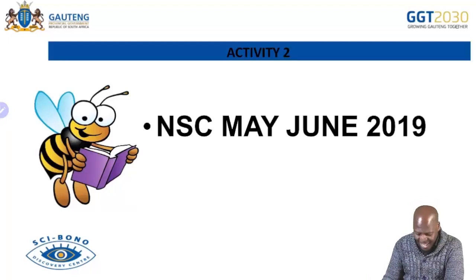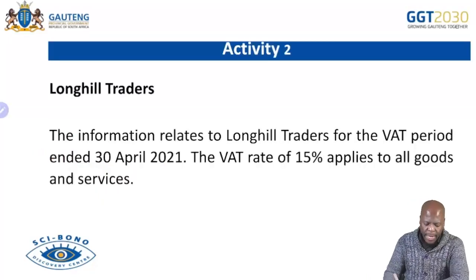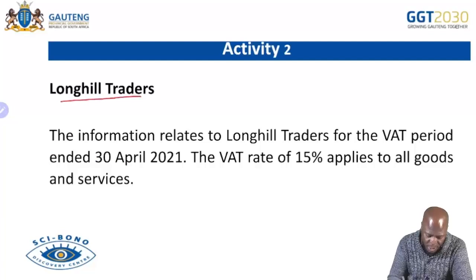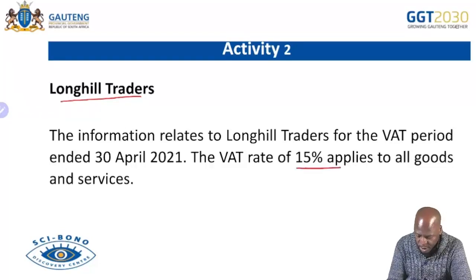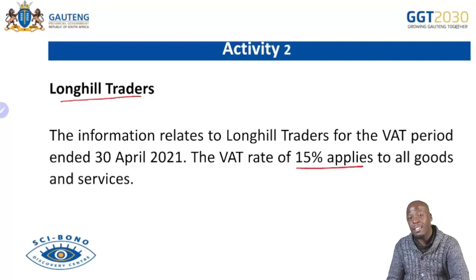Let's go. The question reads, Long Hill Traders. The information relates to Long Hill Traders for the VAT period ended 30 April 2021. The VAT rate of 15% applies to all goods and services. We've had this in the previous question. They're repeating it again. Okay.